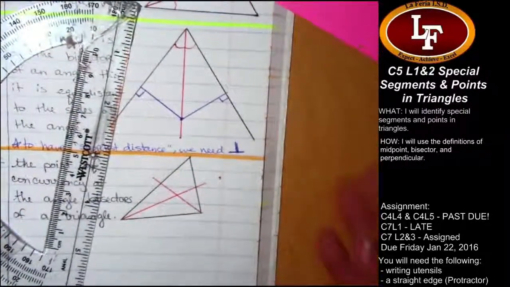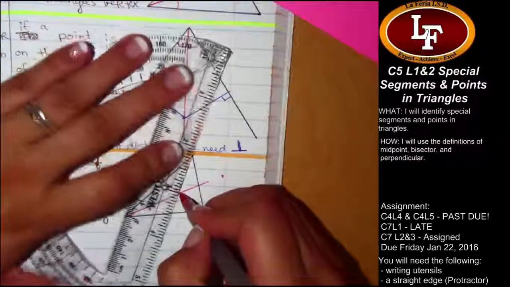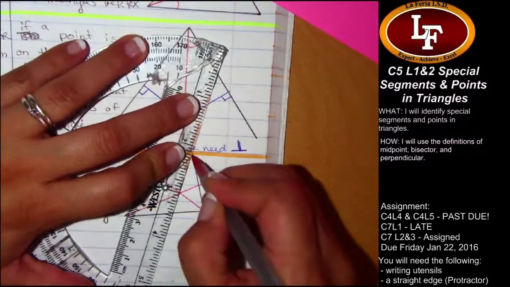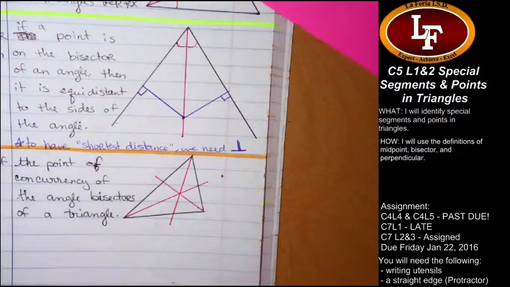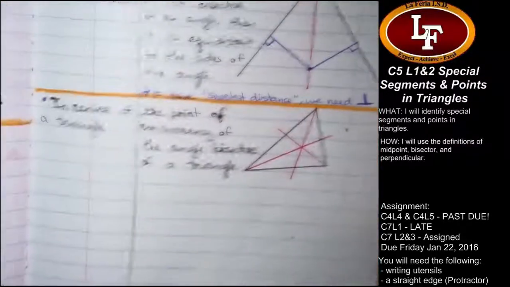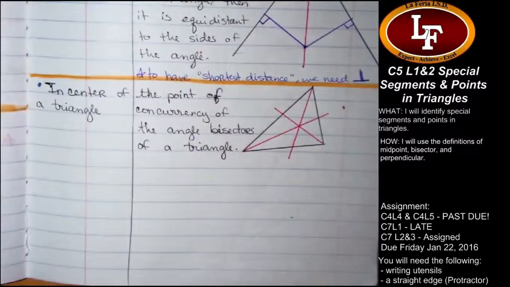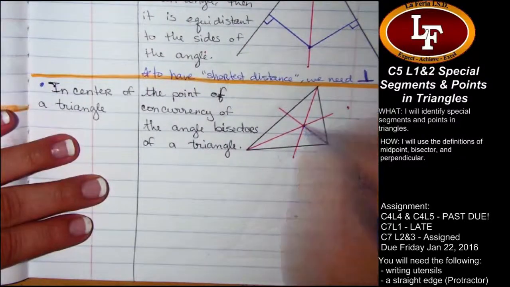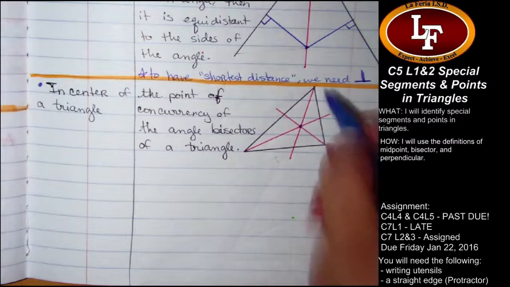I know they're supposed to cross in the middle, so I'm totally going to cheat, and I'm not even going to measure that angle. I'm just going to... No one saw anything. Okay? And there's my in-center. Right here. Here's my in-center.